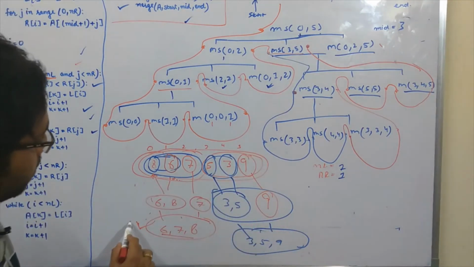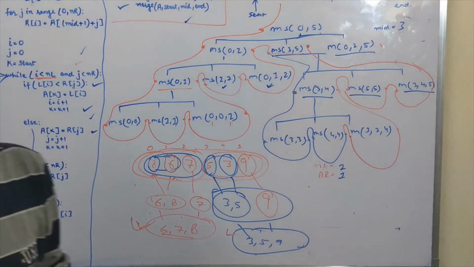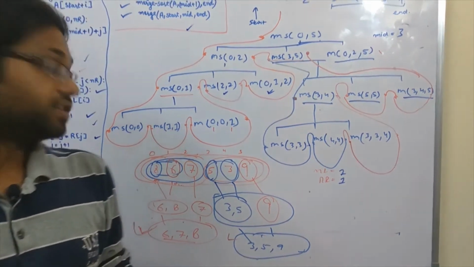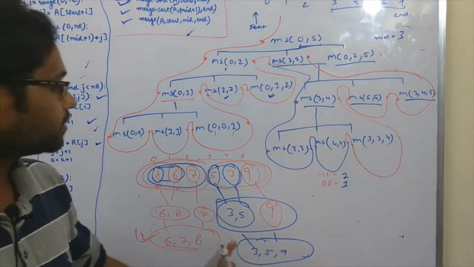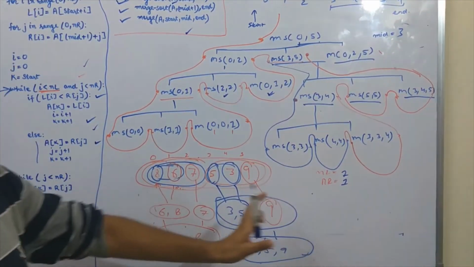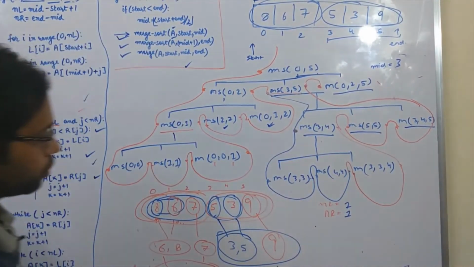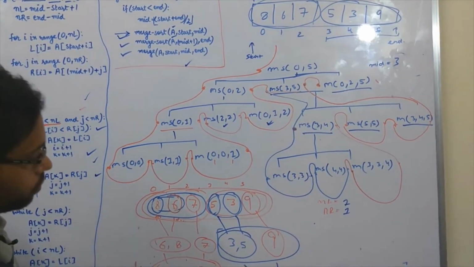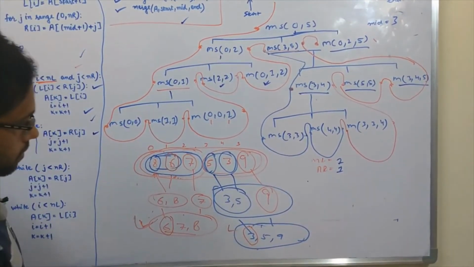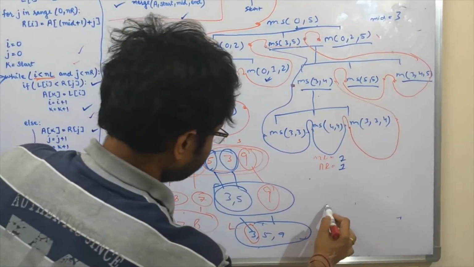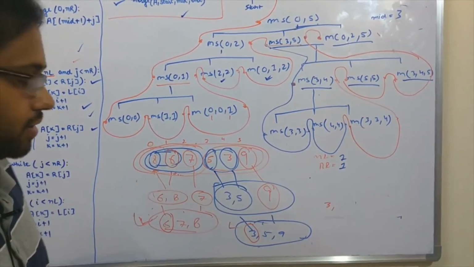Now we have two sorted arrays, 6, 7, 8 and 3, 5, 9. This is like the first example that we have already taken, where we have an array in which elements 0 to 2 are sorted and elements 3 to 5 are sorted. Now we have to merge the elements from 0 to 5. So now 6 and 3 are compared. Which one is less? 3 is less. So we will copy the 3.